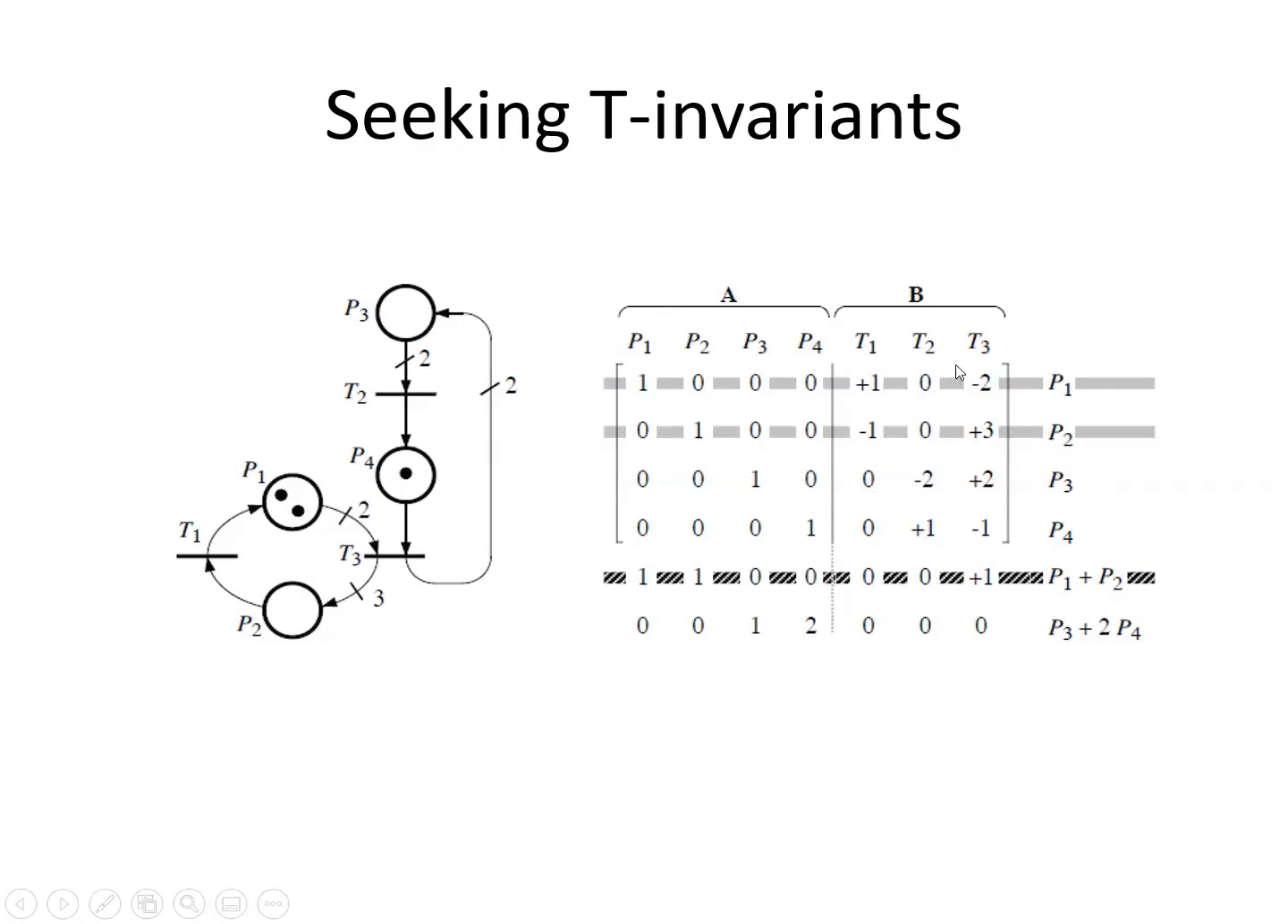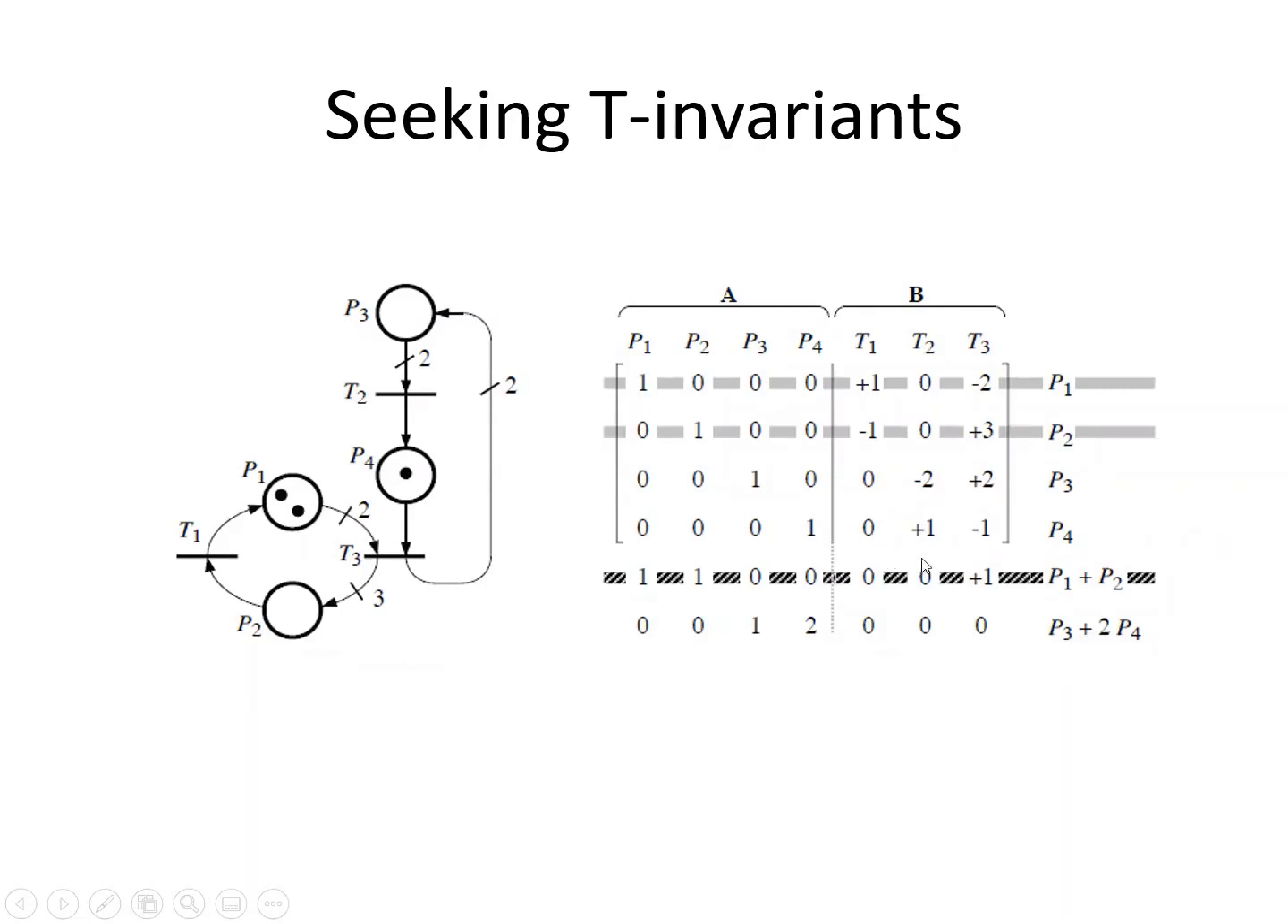Now if we fire T3, what happens? T3 is connected to 2 input places, P1 and P4, and 1 output place, P2. So 2 tokens will be removed from place P1, so we write -2 here, and -1 here, and +2 to P2, and then +2 to P3, and that's it.